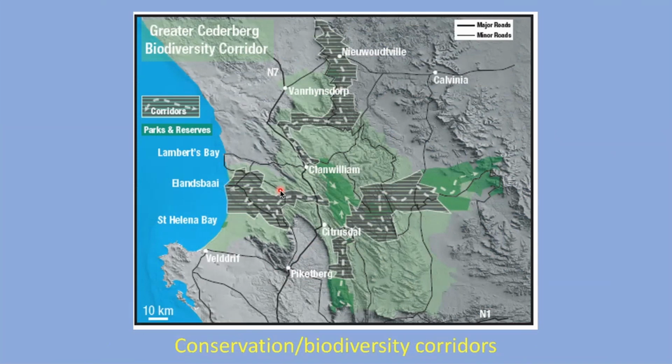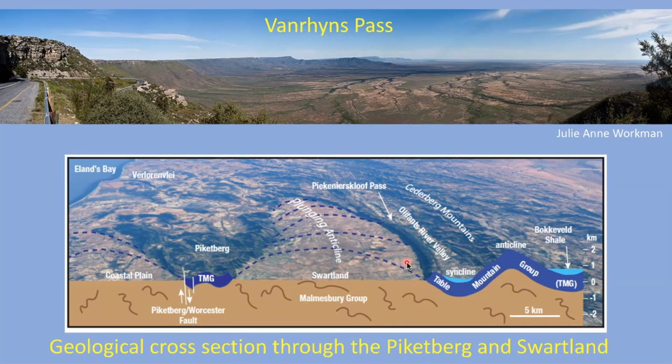Okay, now what we're going to do is I'm going to show you a geological cross-section across the southern portion here, cutting through the Piketberg, through the Swartland, over to the Cederberg, and then we're going to have a look at Vanrhyns Pass. So first on the bottom here, you can see this is meant to try to show you a cross-section through the landscape.